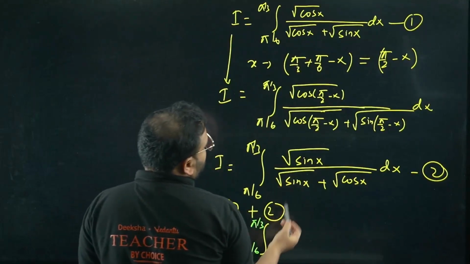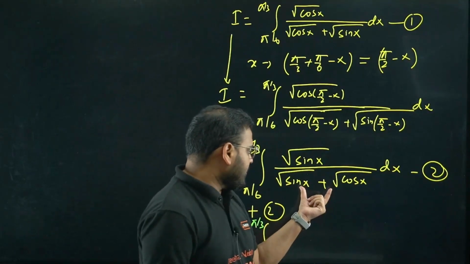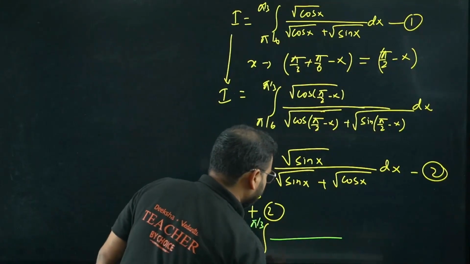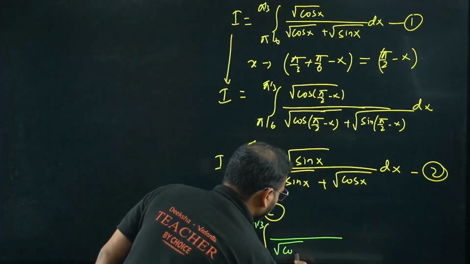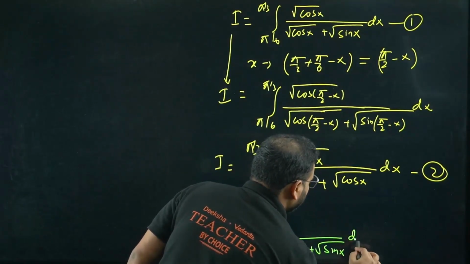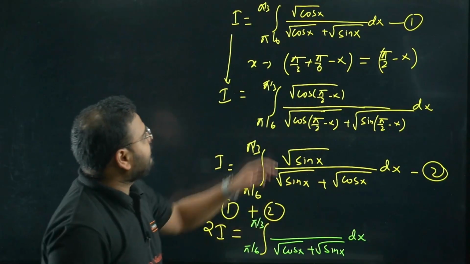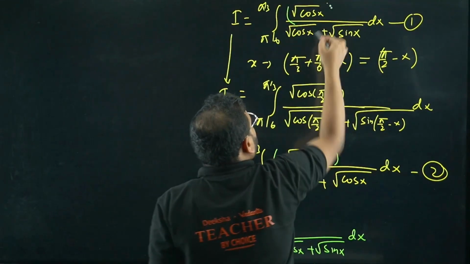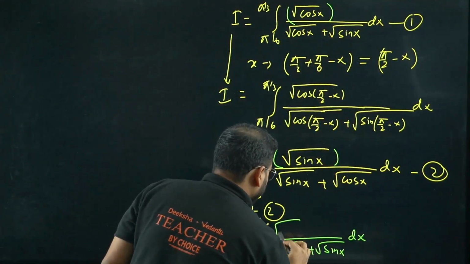What happens to the numerator? Please check. The denominator is the same, right? Sin x cos x, sin x cos x. So write the denominator as it is. We get here root of cos x plus root of sin x. dx is of course there. And we have root cos x plus root sin x, this term plus this term. So same thing I'm getting here. Please check.